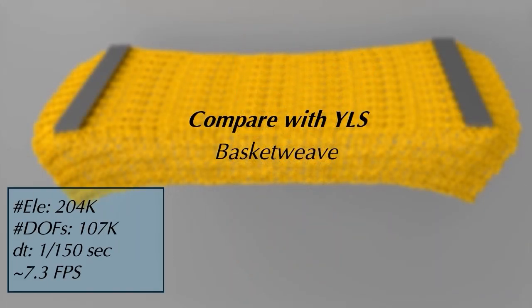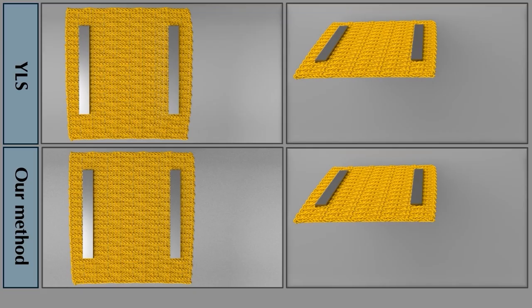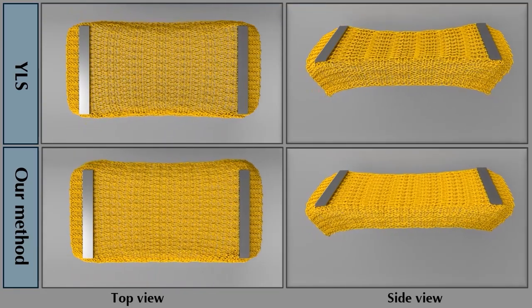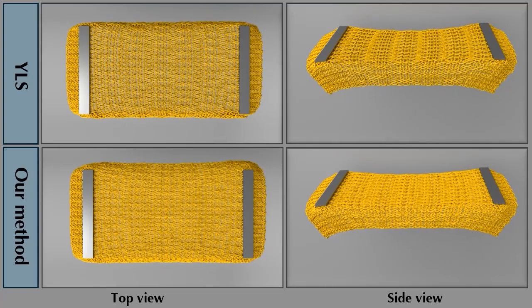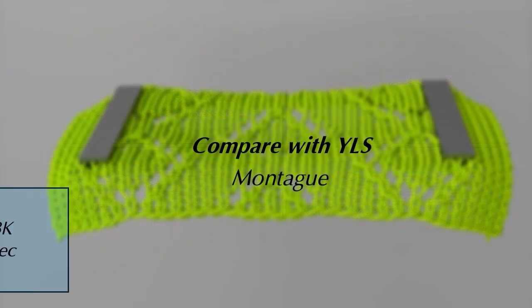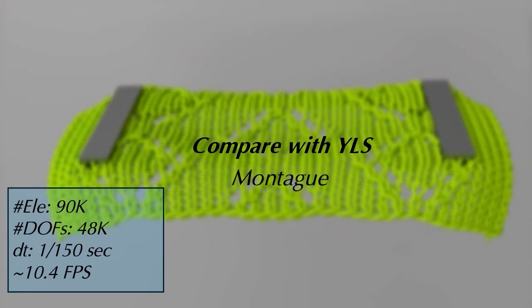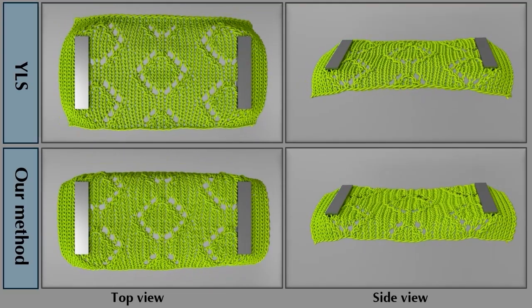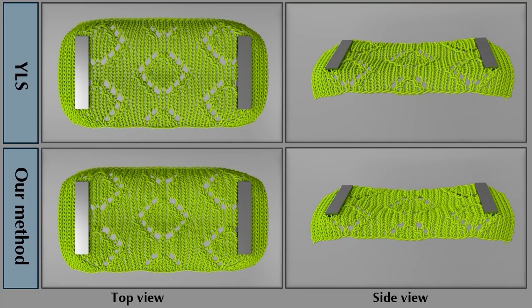In this example, we stretch the basket weave patterns. Our method produces high-fidelity knit stretching results that are nearly identical to yarn level simulation. The Montague knit pattern example is not very periodic. Our homogenized mesh still captures the yarn level dynamics very well.